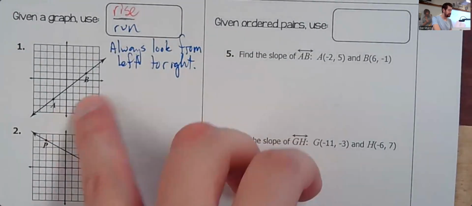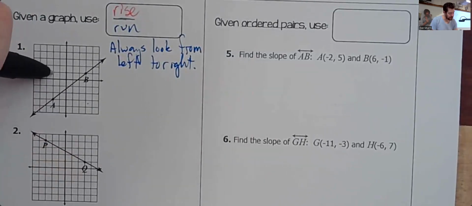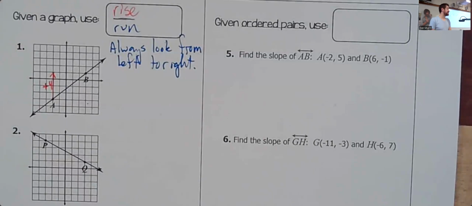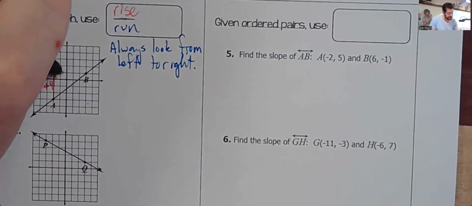So to get from A to B, the rise would be the vertical change. To go from A to B straight up would be 1, 2, 3, 4. That's up 4. And you can put this on your graph if you want to. You don't necessarily have to, but a lot of people like to do that just as a reminder. And then the run will be the left to right. So 1, 2, 3, 4, 5. So it's over 5. So that would be plus 5.